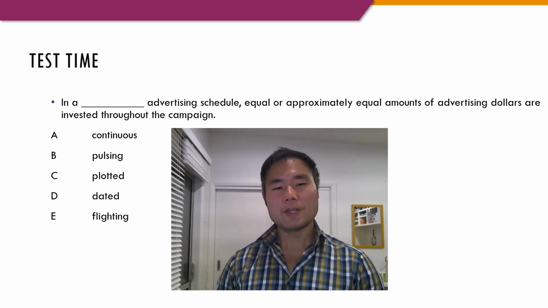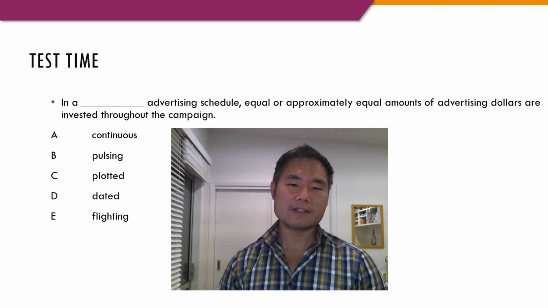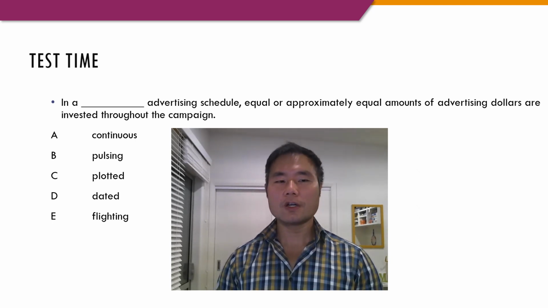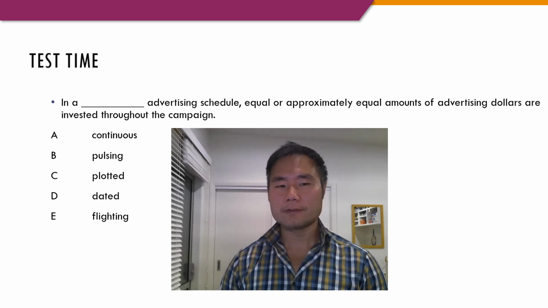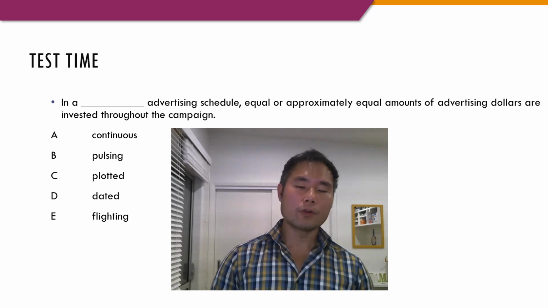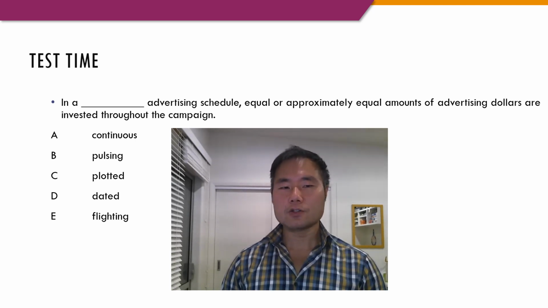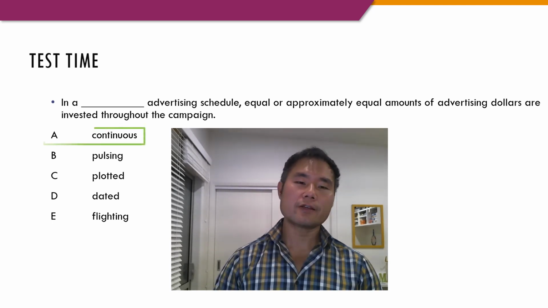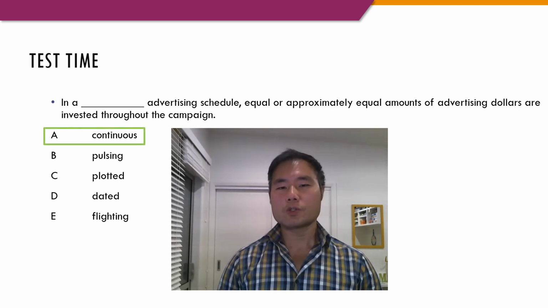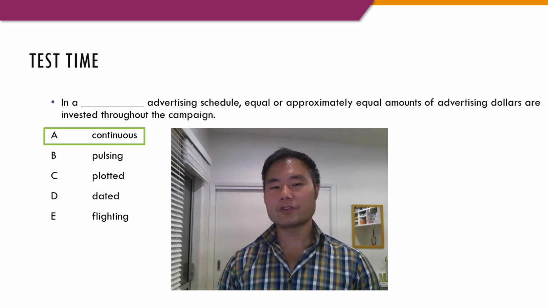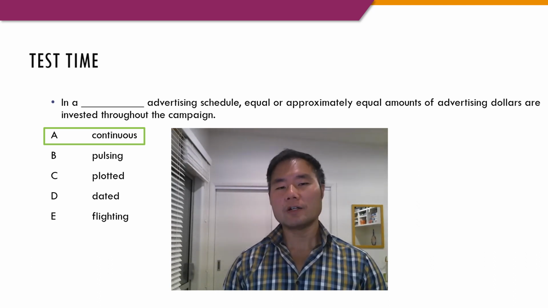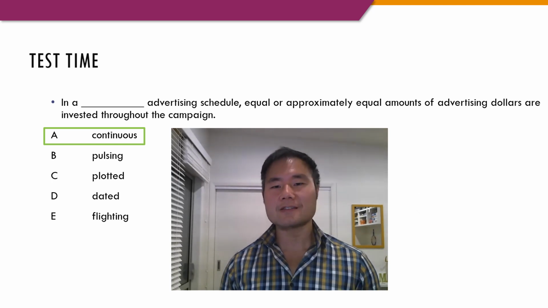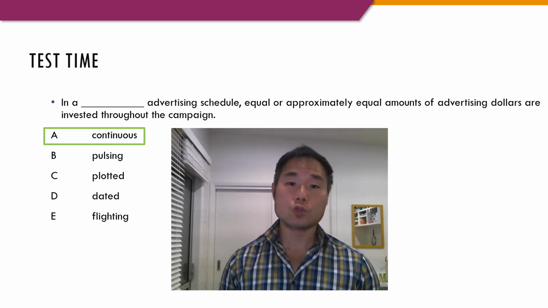The third question. In a blank advertising schedule, equal or approximately equal amounts of advertising dollars are invested throughout the campaign. So you'll recall that there were 3 different types of advertising schedules: continuous, pulsing, and flighting. And so the correct answer there is continuous, because continuous was the one where you have approximately the same amount of budget allocated throughout the entire campaign. And it was really good for products that are used consistently throughout time, such as toilet paper is always a good example.